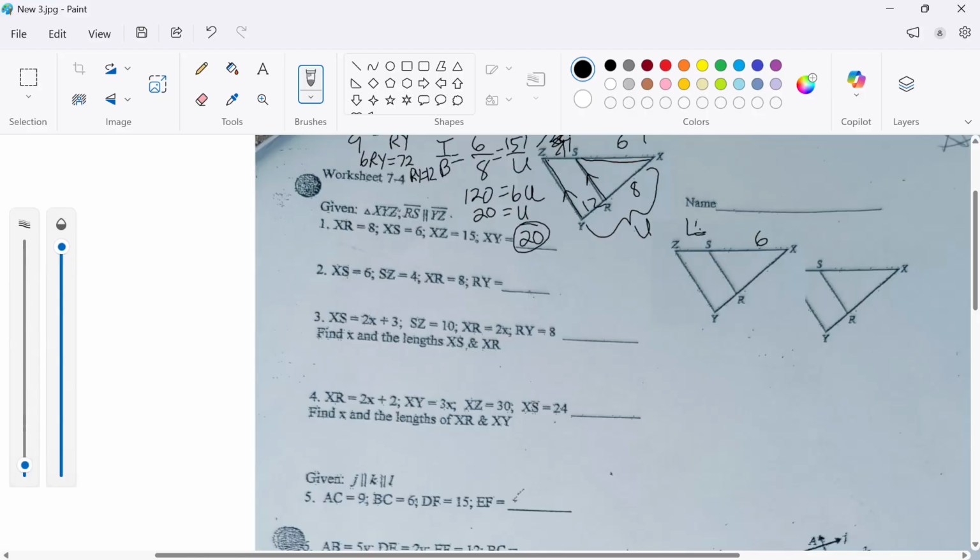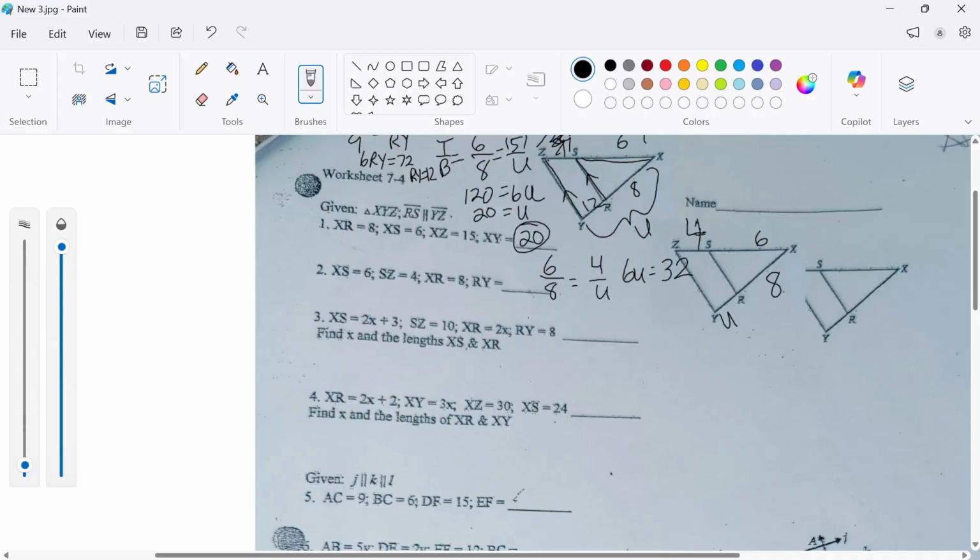Okay. And then XR equals 8. And RY. I'll just call that, no, I can't call it X because there's an X there already. It's U. So 6 is to 8 as 4 is to U. This is number 2. 6U equals 32. Did I get that right?